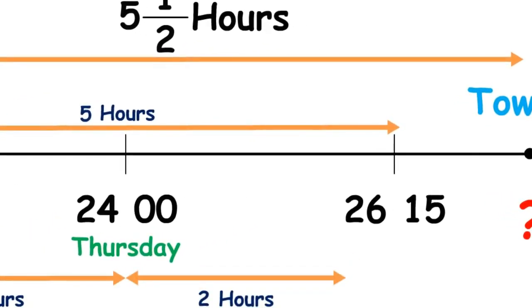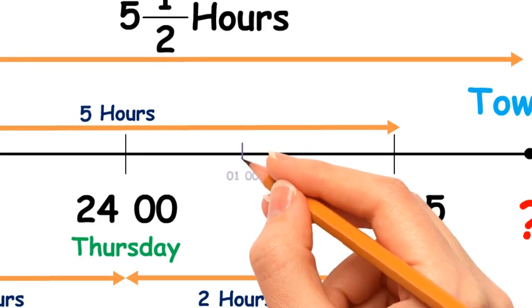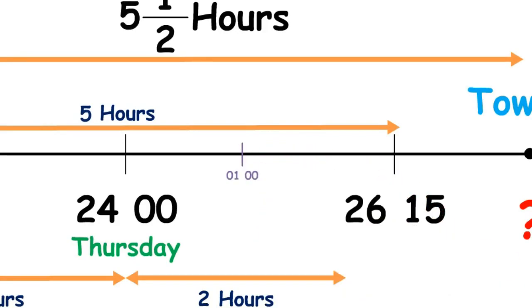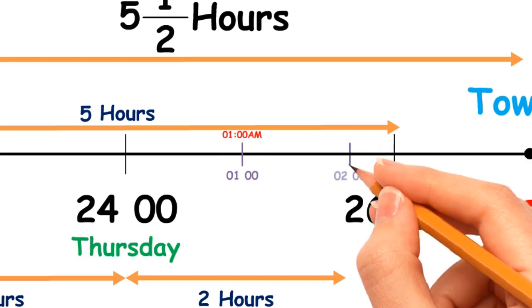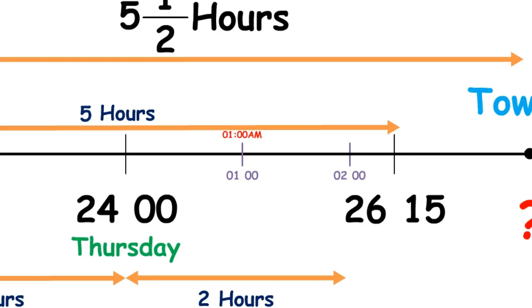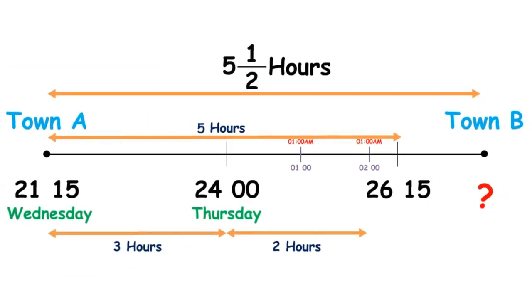2 hours and 15 minutes more. 1 hour equals 100, or 1 a.m. 2 hours equals 200, or 2 a.m., and 15 minutes. So, 2615 equals 2:15 a.m.